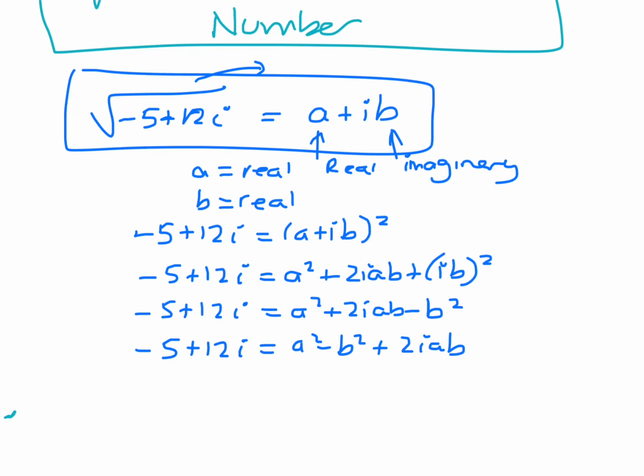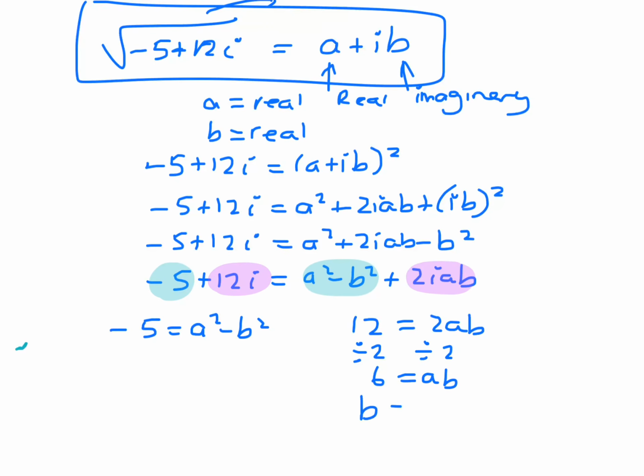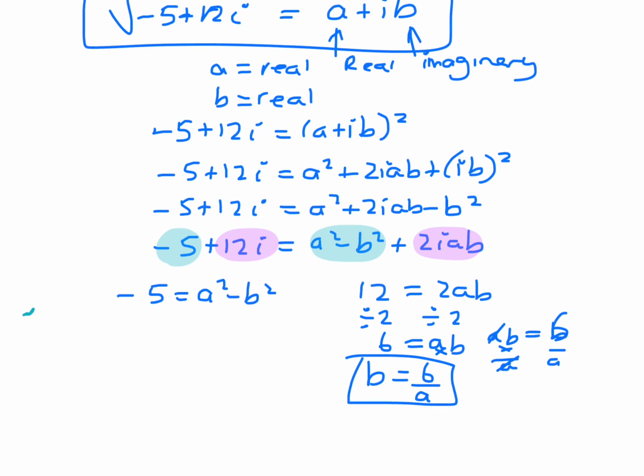Okay, so when we look at this now, what we can then do is we can equate the real parts and we can equate the imaginary parts. So that means 5 equals a squared minus b squared and 12 equals 2ab. So if you divide both sides by 2, 6 will equal ab. And then if you divide by a on both sides, b will be 6 divided by a.